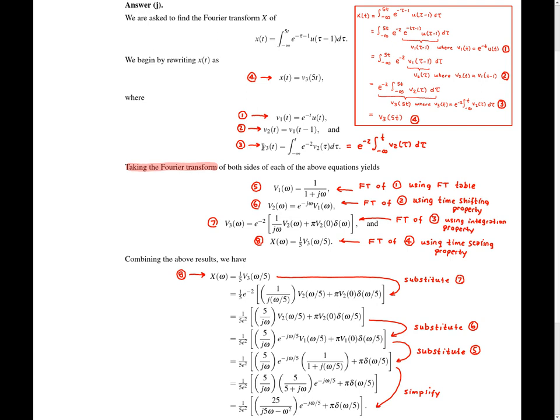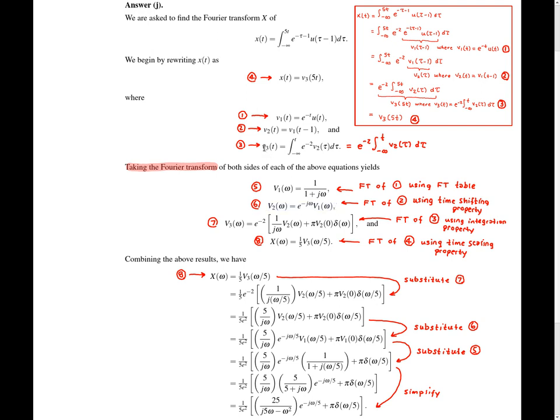If we take the Fourier transform of equation 1, this involves a Fourier transform pair that we look up in our table, because the right-hand side is a function that appears in our Fourier transform table, so we can look up the answer, and that gives us this particular Fourier transform. Then equation number 2 requires the use of the translation or time-shifting property of the Fourier transform, which gives us this Fourier transform here.